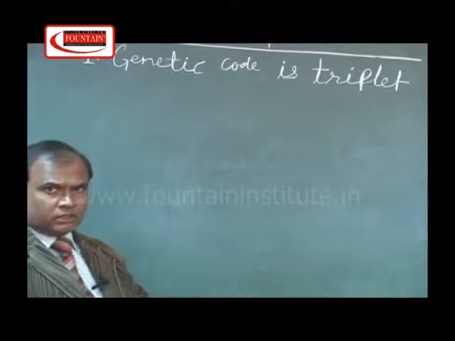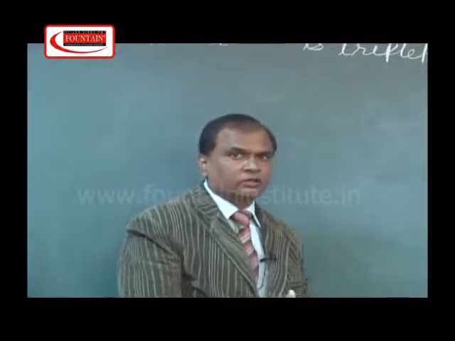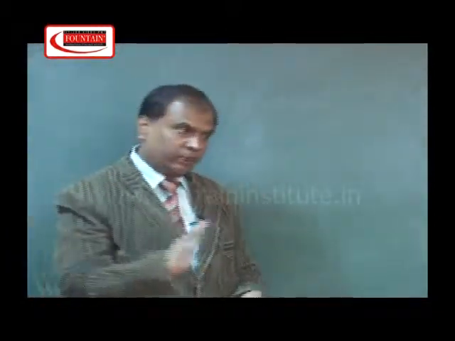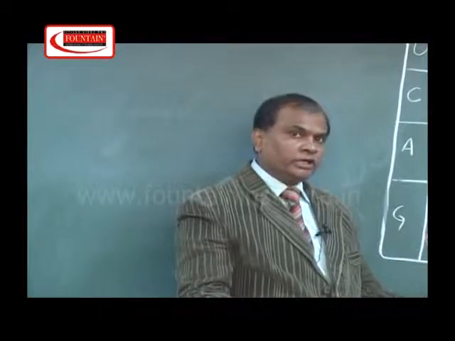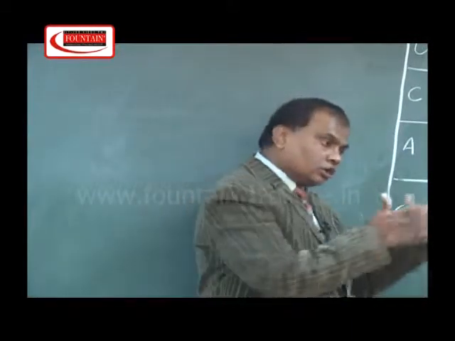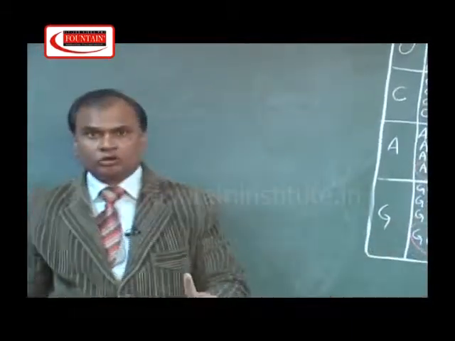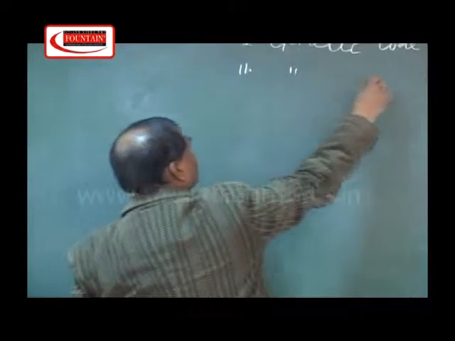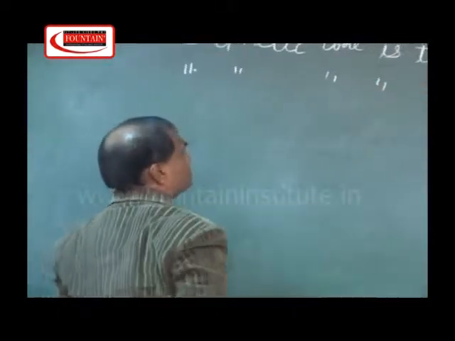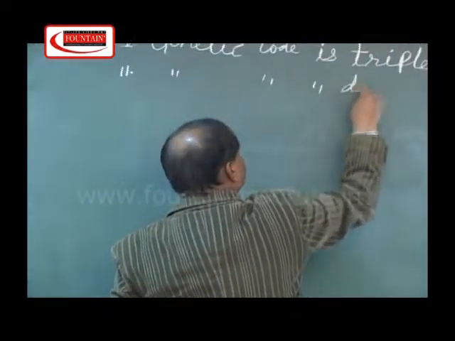Triplet means the genetic code is a 3-letter code, and I have already explained this property in the beginning. That is, there are 4 nucleotides, 20 amino acids, and so 3 nucleotides form a single codon. The second property of the genetic code is degenerate.